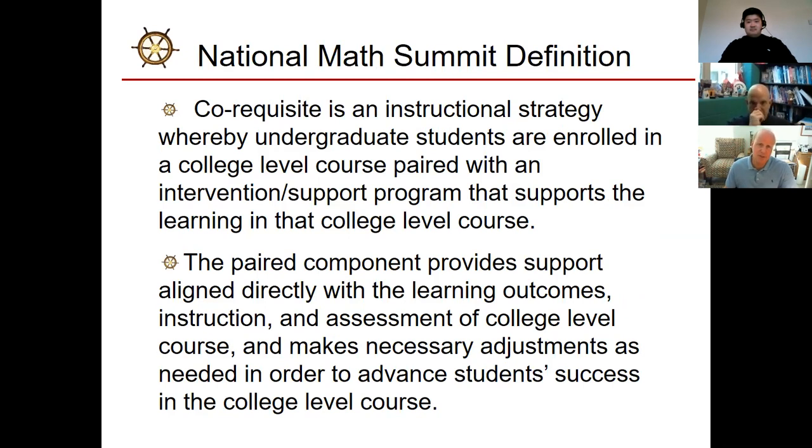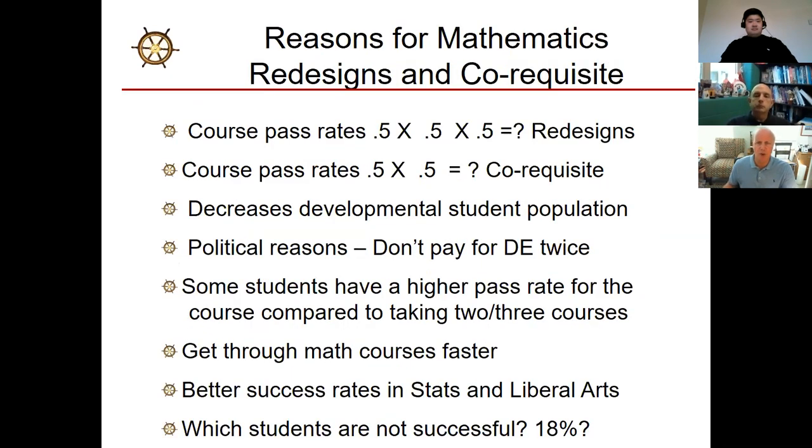The National Math Summit definition, you can kind of look at this real quick. The co-requisite is an instructional strategy whereby undergraduate students are enrolled in a college-level course paired with intervention. It didn't say course, intervention support programs that support the learning in that college-level course. You're getting the picture. And as we start going through this, I'm going to go through some reasons why, then a little bit more into some alternatives. Start thinking about which ones are best for you, because there are going to be several. And based on your state, you may be mandated to do some, and others.